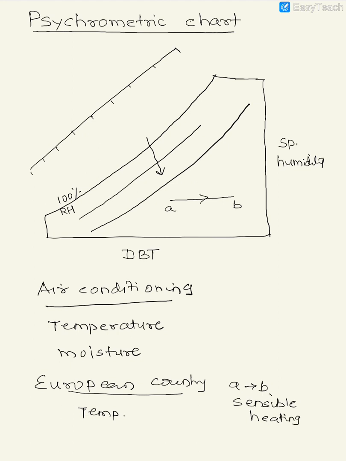If you want to increase the temperature as well as humidity, it would be like this, and the process would be A to C. That process A to C would then be heating and humidification.